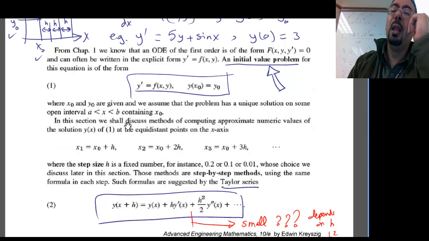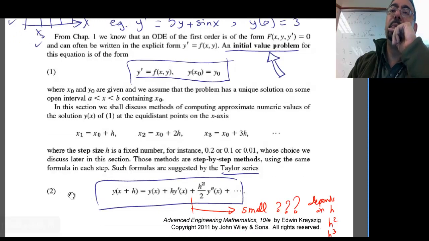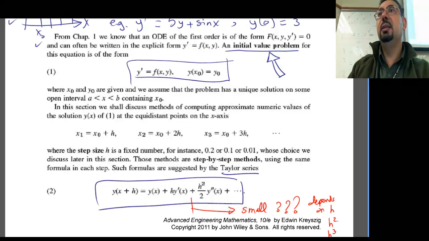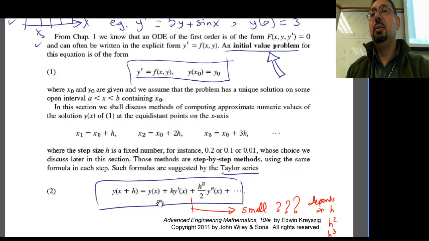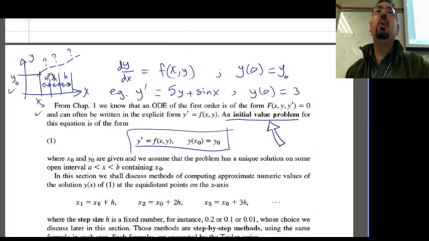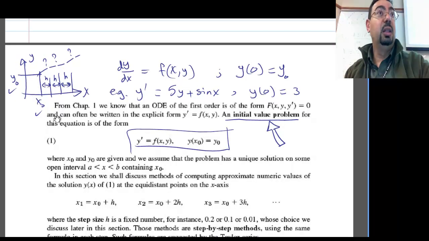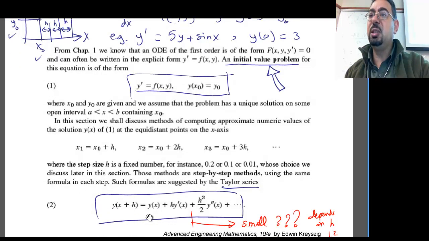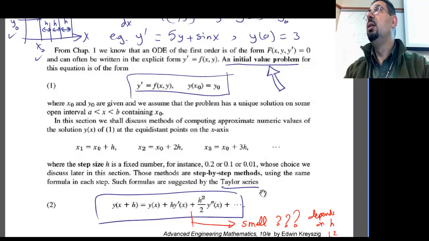Alright? So the answer comes from, what's that? Does anyone remember this? Taylor expansion. Exactly. This is Taylor expansion. So Taylor basically says that if you know the value initially of y as a function of x, you can find the function at a different point, x plus h. y of x plus h is basically y of x plus h y prime plus h squared over 2 y double prime plus, you know the drill, right?